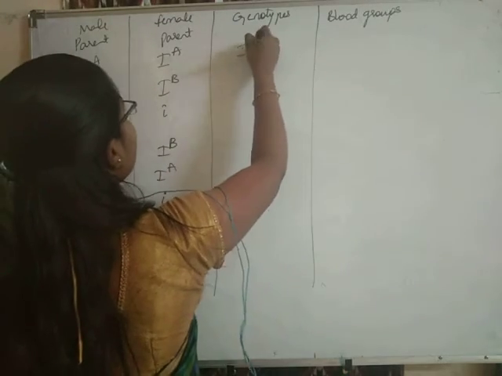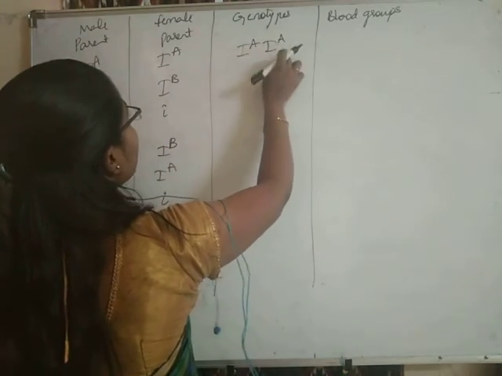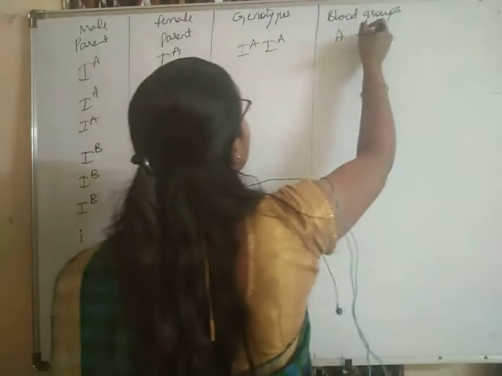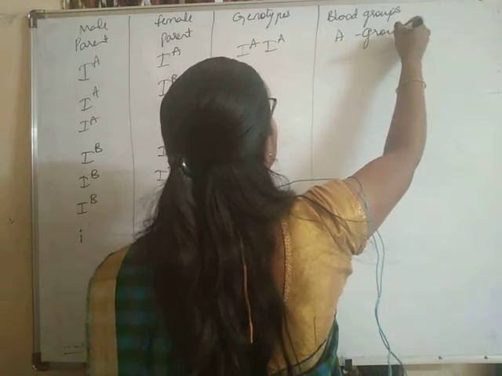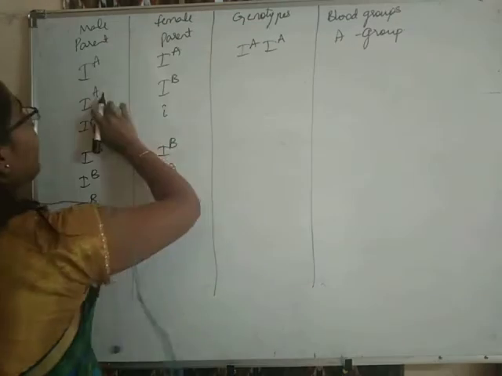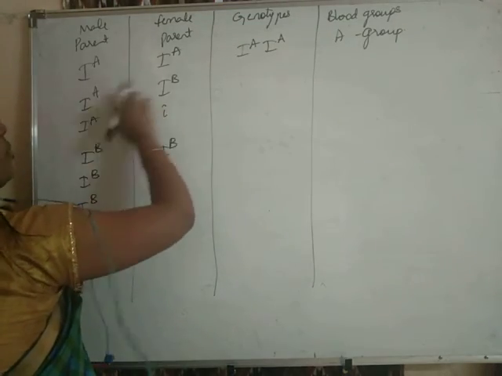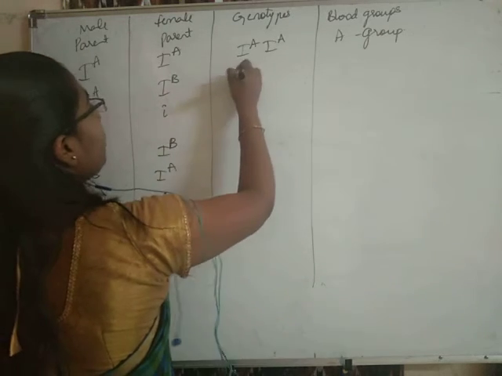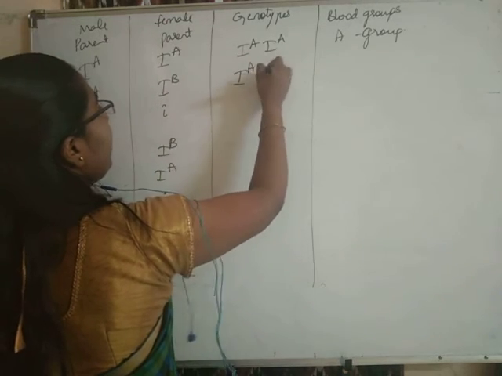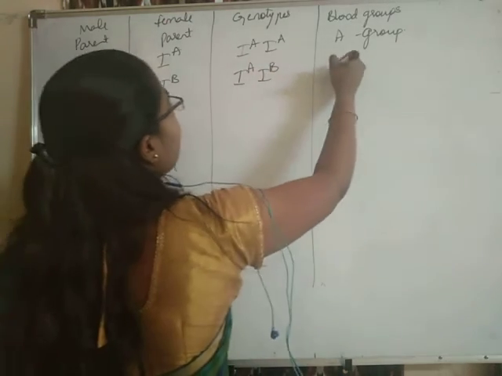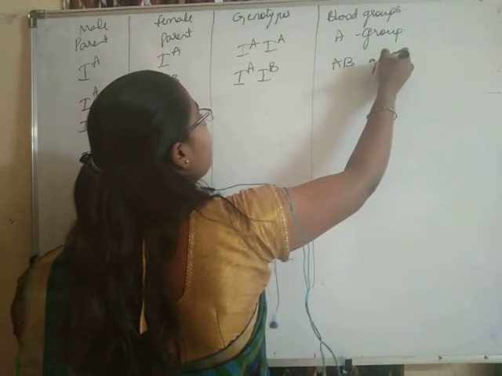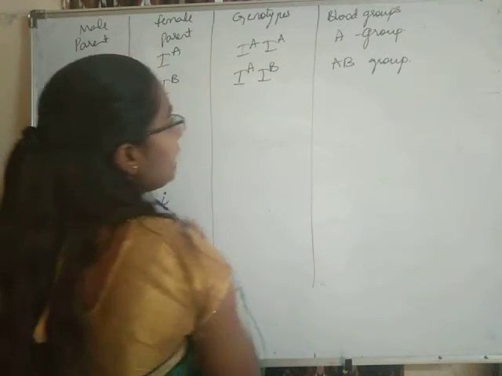IA IA, because both are dominant, the blood group will be A group. IA IB, because they are codominant to each other, the genotype will be IA IB, and the blood group will be AB group.